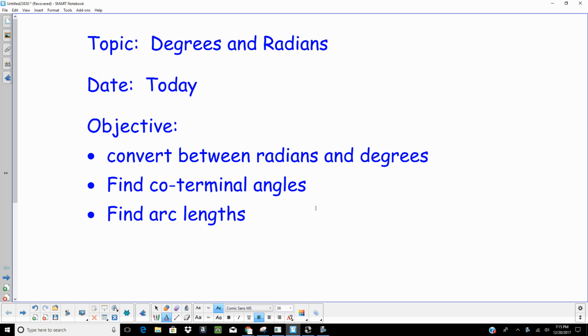Hello, today we are going to be talking about degrees and radians. Today's date is, of course, today. Our objective is to convert between radians and degrees and vice versa, find coterminals of angles, and find arc lengths. So, three things we want to accomplish today.